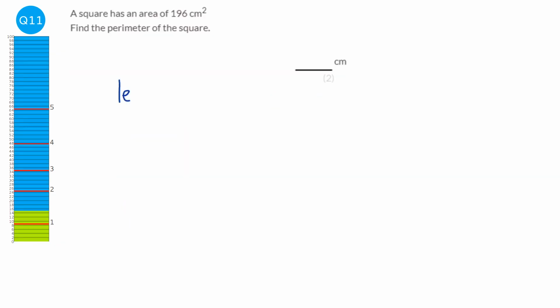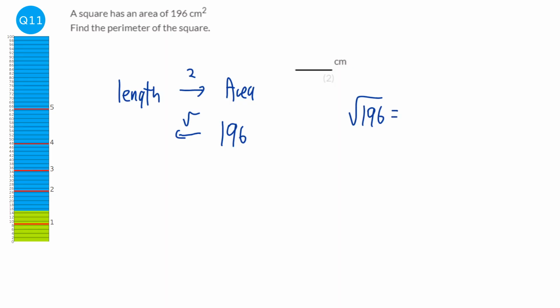To get from the length of a square to the area, we square the length. To work backwards, we square root, because the inverse of square is square root. So we've got 196, and we're going to square root it to find the length. So we work out the square root of 196, which is what number times itself is 196. You should learn the square numbers from 1 to 15, so you should know that the answer is 14. So the length therefore is 14.